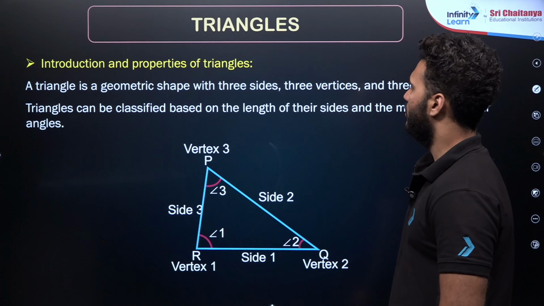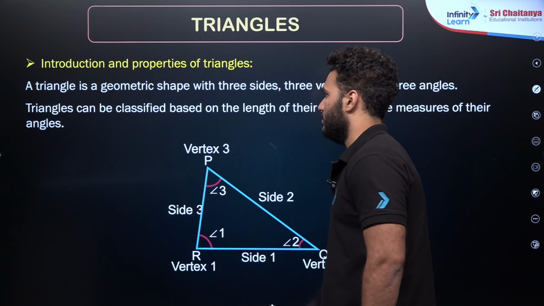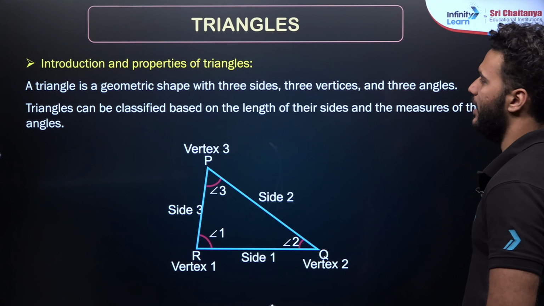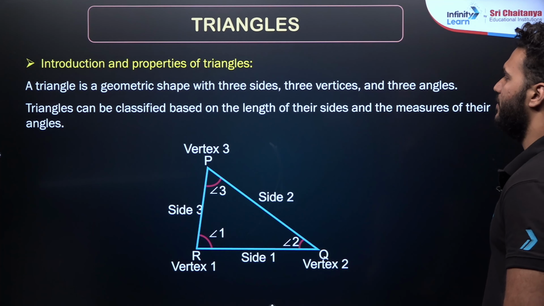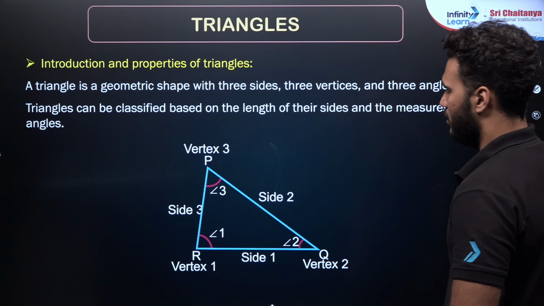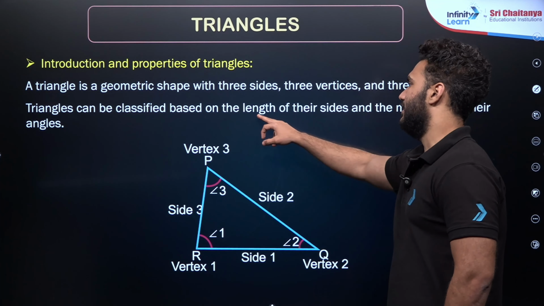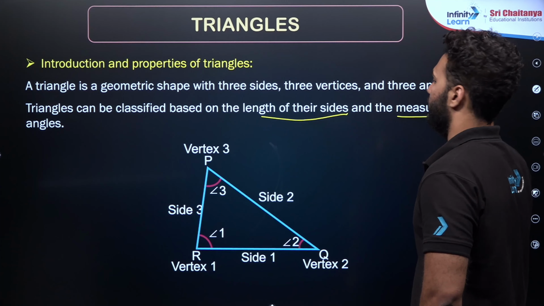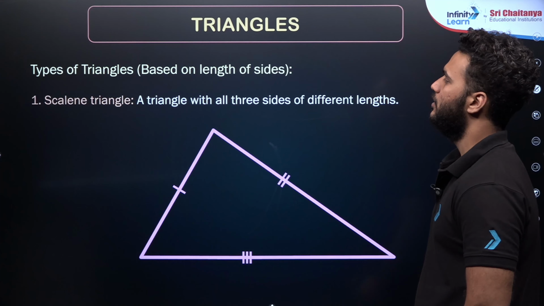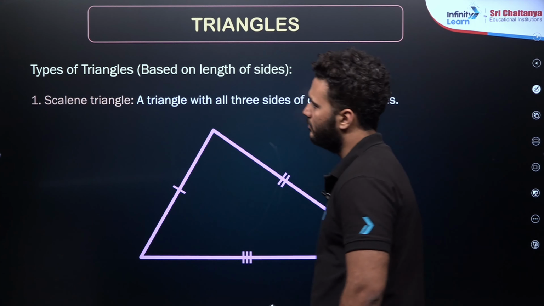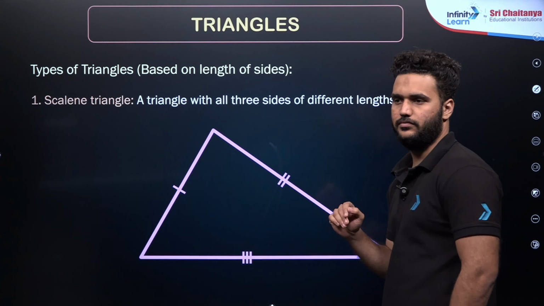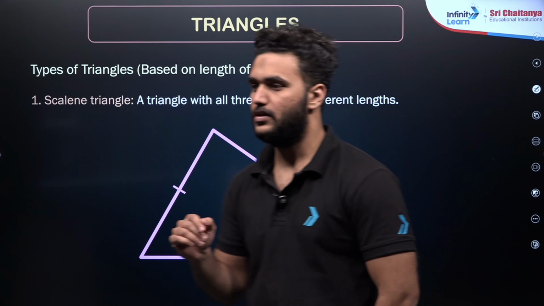Types of triangle based on length. See, a triangle is a geometrical shape with 3 sides, 3 vertices and 3 angles. A triangle can be classified based on the length of its sides and the measures of its angles. On these two bases you can classify them. So let's first classify the scalene triangle. All 3 sides are of different length.